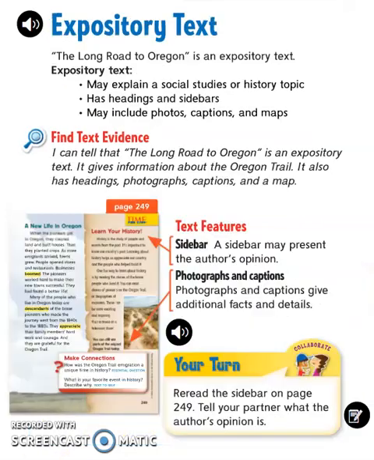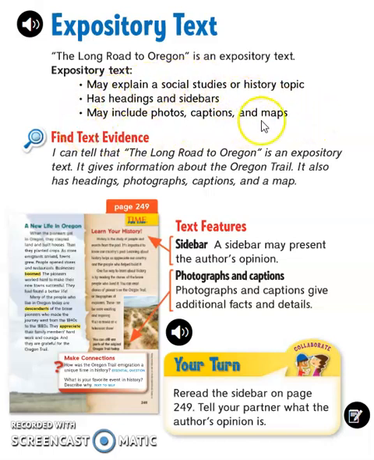All right. Part of the test will also be talking about the genre. And so this week it's expository text. Now, Parker, what is expository text? Correct. It is a nonfiction story. So it's a true story. Okay, so here it's talking about that story, The Long Road to Oregon, and it is explaining a topic in social studies or history. Okay, it has headings, sidebars, photos, captions, and maps.